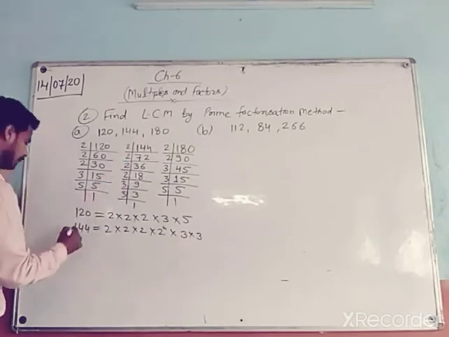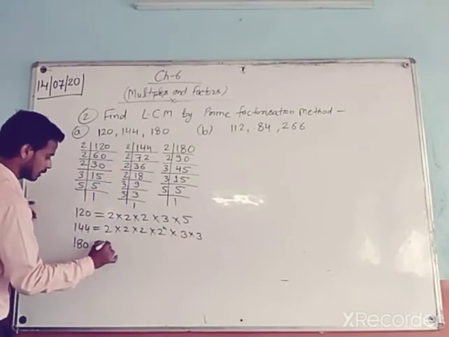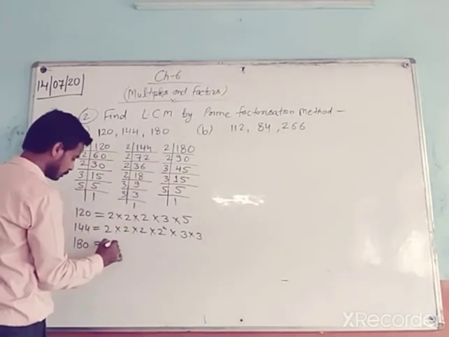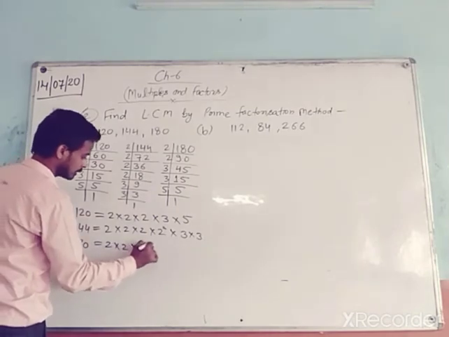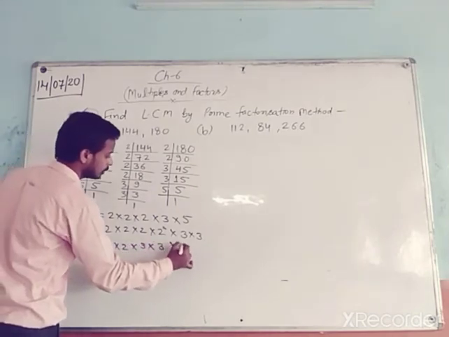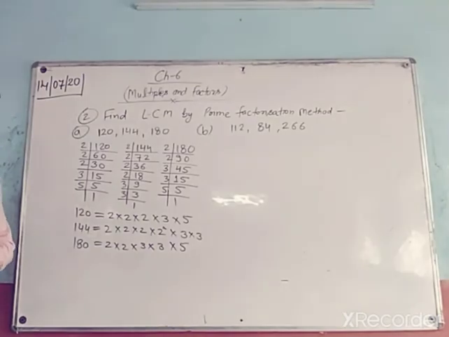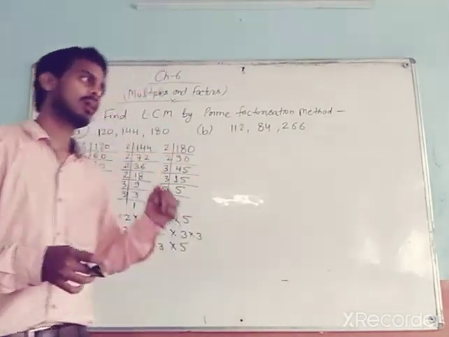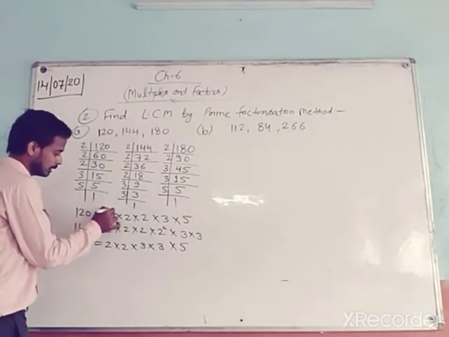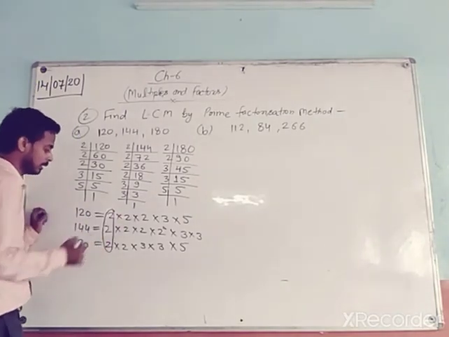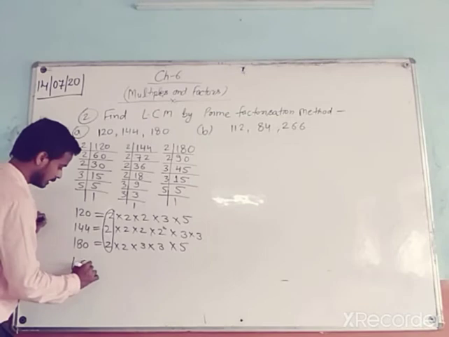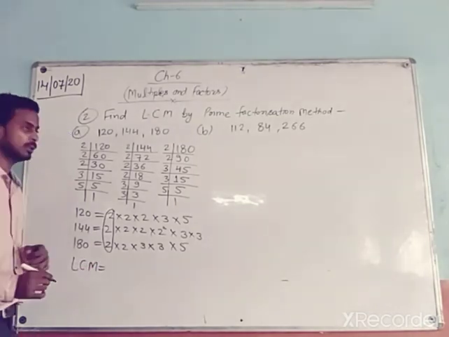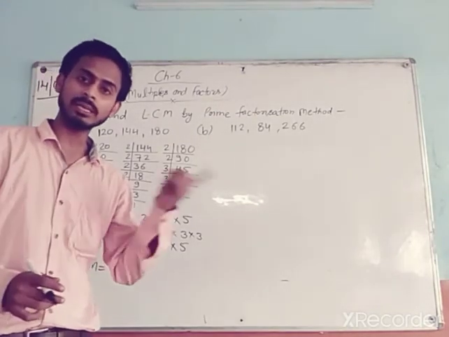Next, 180: 1 times 2 times 2, 2 times 3 and 1 times 5. Okay. Now according to the prime factorization method of LCM, first of all take the common numbers and write them one time.